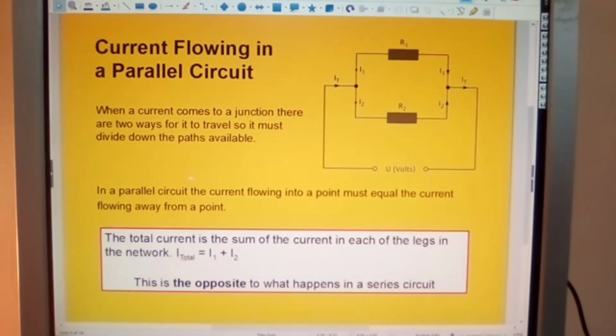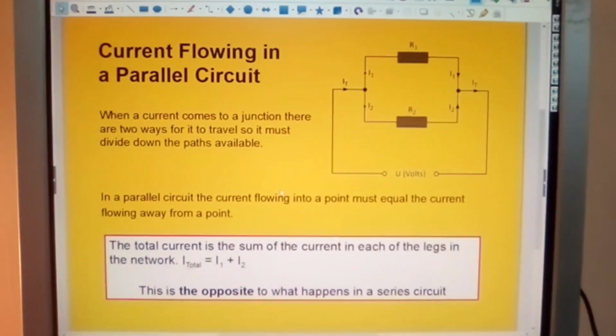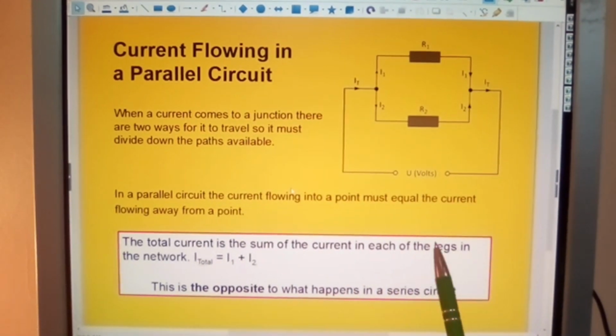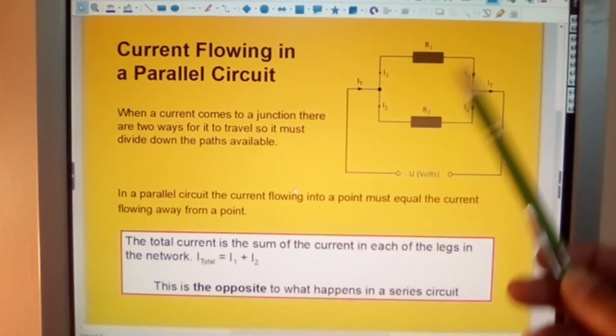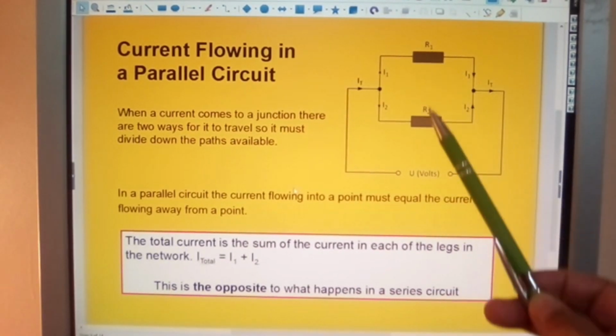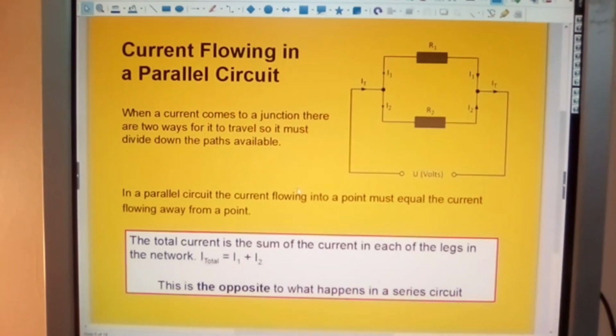Current flowing in a parallel circuit. Here, the total current is the sum of the current in each of the legs in the network. So the current would be R1, R2. The voltage across the parallel circuit is the same, but the current in each case would be different.